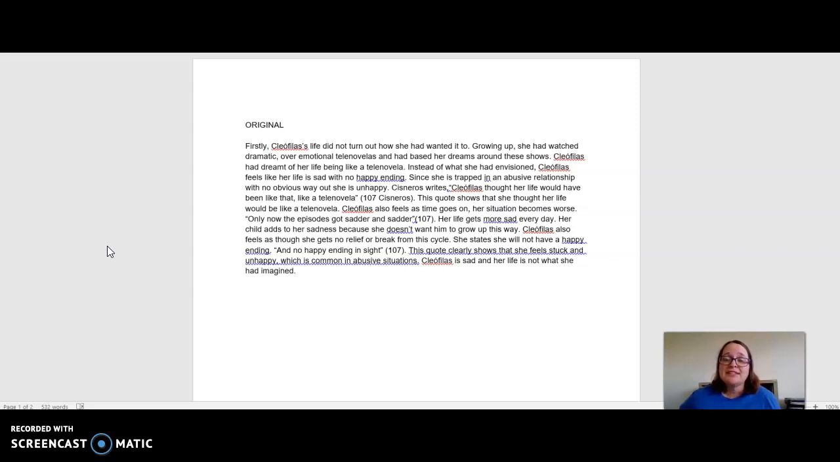So I want to show you a draft that makes a good effort toward doing these things, but that needs revised. And so you might want to pause and read that first paragraph.